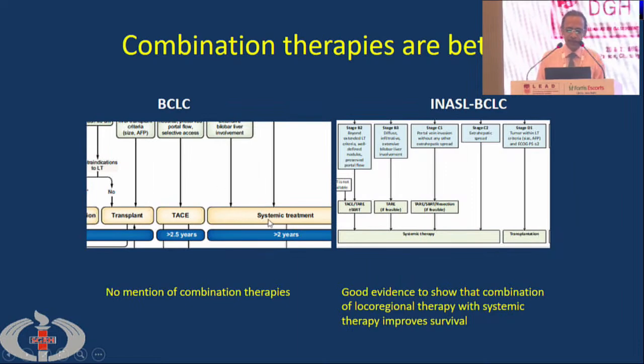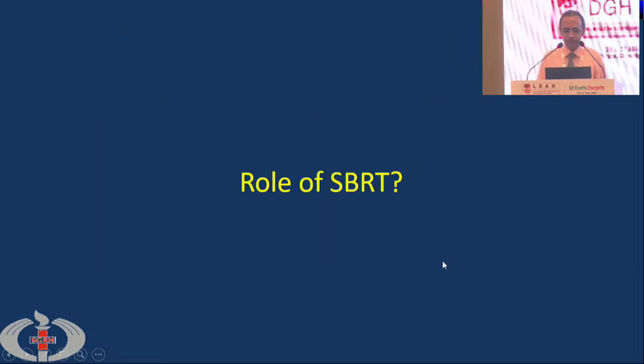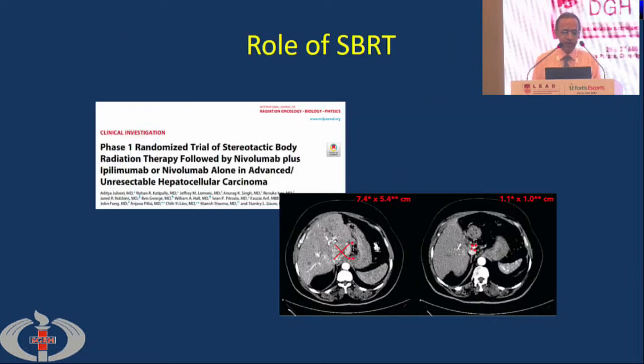In BCLC, you either give loco-regional therapy or systemic therapy, but there was no option of combining therapy. Here we have said that once you have given loco-regional therapy, either in the form of TACE, SBRT, or TARE, you can also subsequently give systemic therapy as adjuvant, because of the good emerging data showing that these are better. What is the role of SBRT?